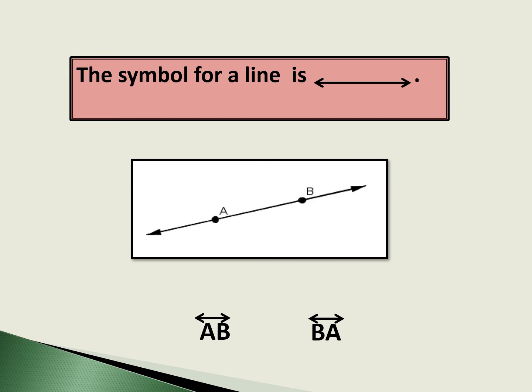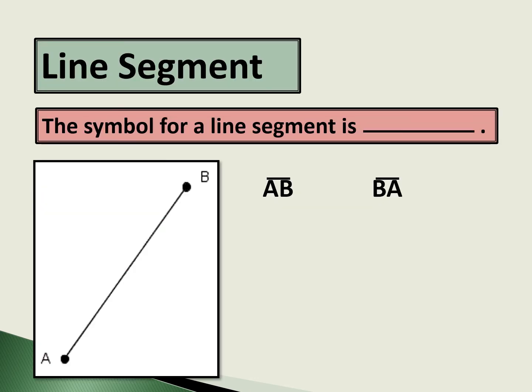Point A and point B are 2 points on the line. We call it line AB and write it as AB with the symbol of the line on the top, or as BA with the symbol of the line on the top.